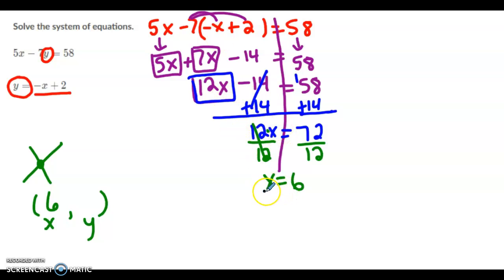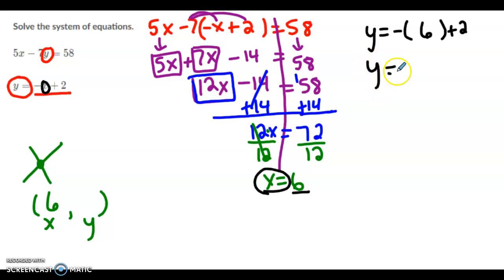Okay, so now I know that x equals 6, which means I'm going to go to my second equation, and where I see the letter x, I'm going to plug in a 6. So I'm going to write y equals negative and then put a parentheses for x. And in that parentheses, I'm going to substitute in what x equals, which is 6. And then negative 6 plus 2 is a negative 4. Now I know my x value and my y value, so I am done. That is my solution to the system of equations.